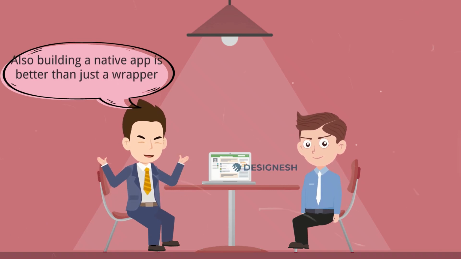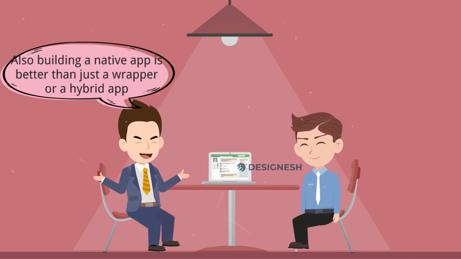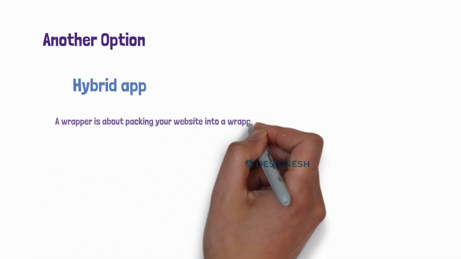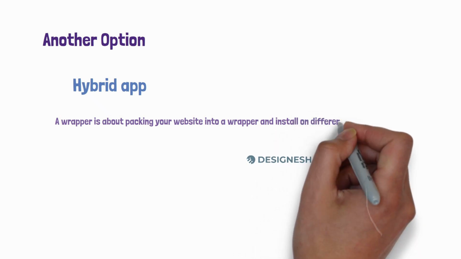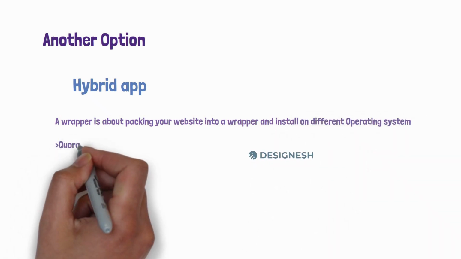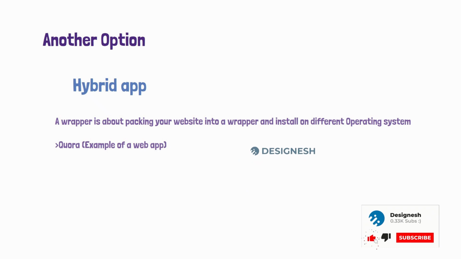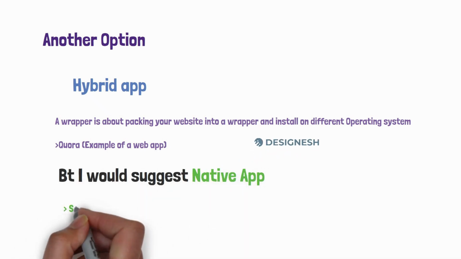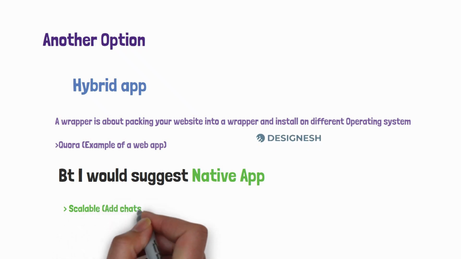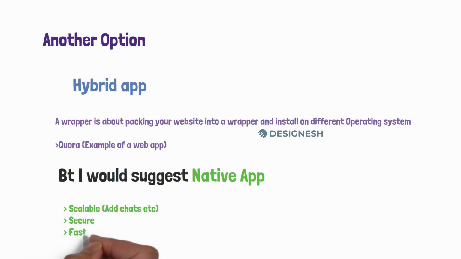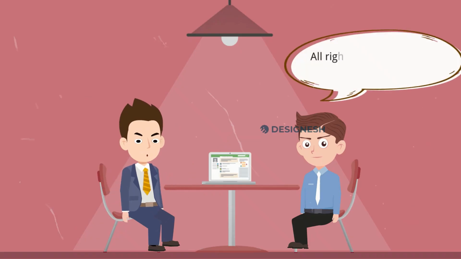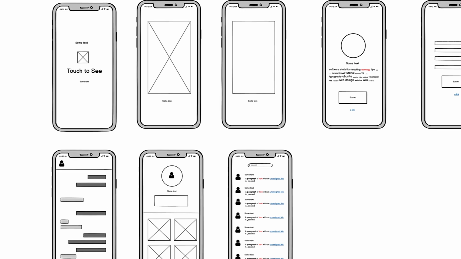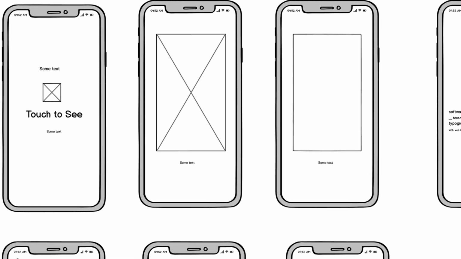Also, building a native app is better than just a wrapper or a hybrid app, as a wrapper is about packaging your website into a wrapper and installing it on different operating systems. Like Quora is an example of a hybrid app. But I would suggest a native app, as in future if you want to scale your app with chats or something else, a native app would be a secure, fast and reliable option. Alright, let's proceed with this approach. I have already prepared some rough sketches of that too. Have a look at them please.